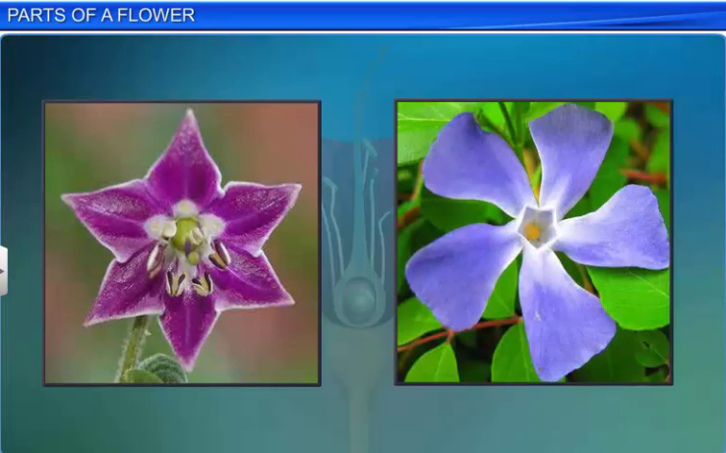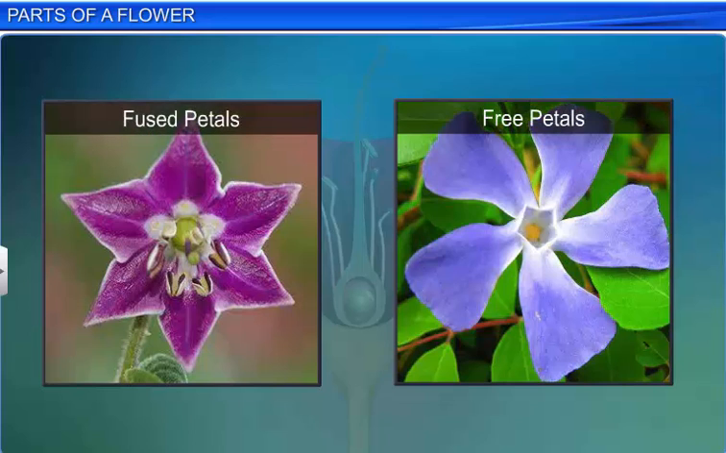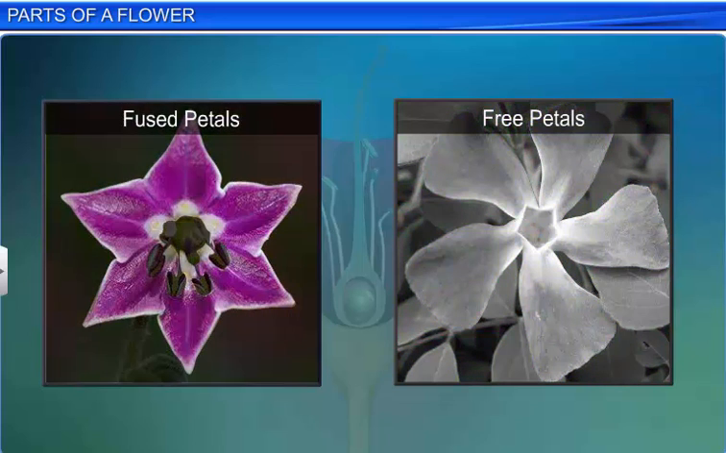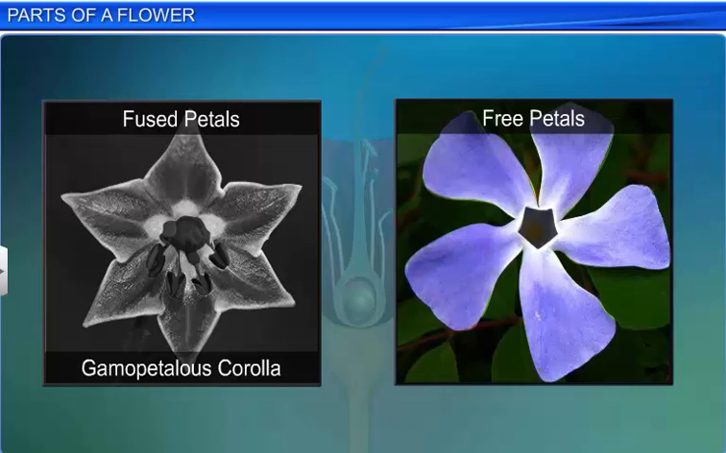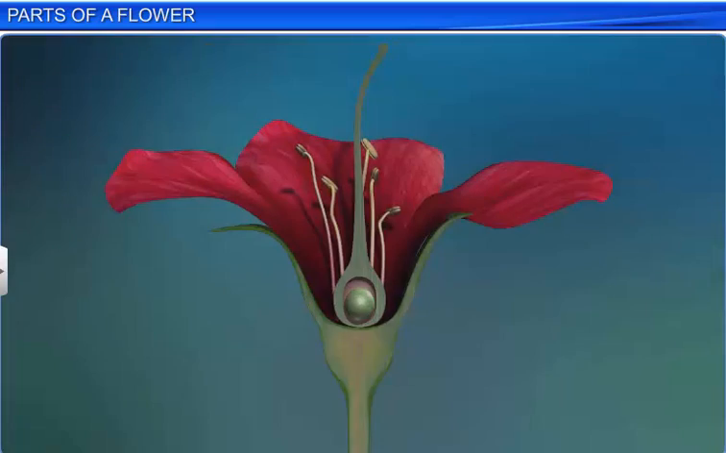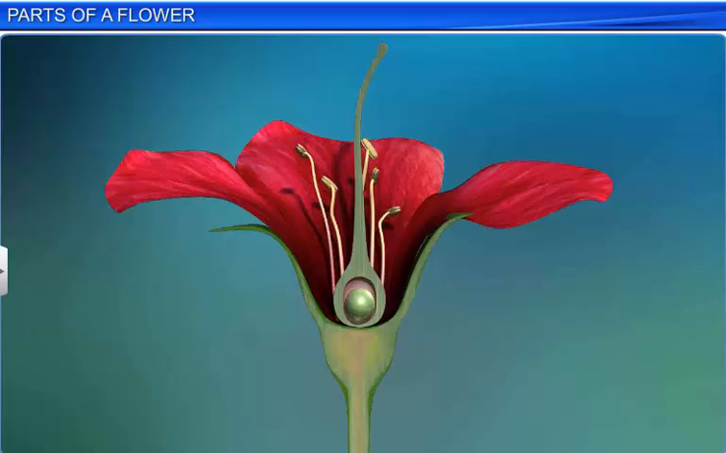Like the calyx, the petals of the corolla can be either united or free. When united, the corolla is called gamopetalous, and when free, it is called polypetalous. The arrangement of the sepals and petals also characterizes a flower.